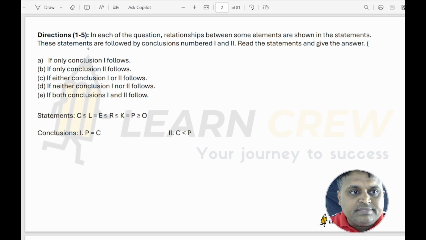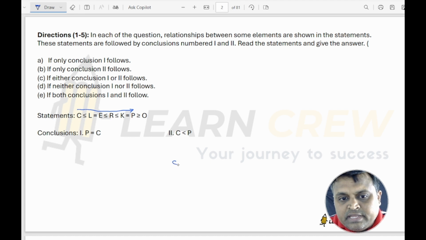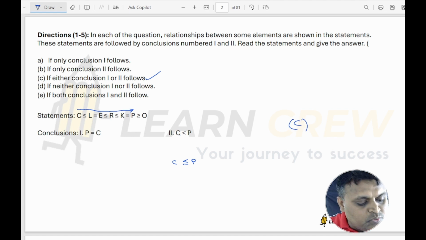So see the first question. A statement is given followed by 2 conclusions. P is equal to C is given. Is it correct? So we have to come from C to P. Whenever I am moving in this direction, C to P, less than or equal to, less than or equal to, less than or equal to, equal to. So I will have C less than or equal to P as the final conclusion. So here C less than P or C is equal to P. So either 1 or 2 is the answer.